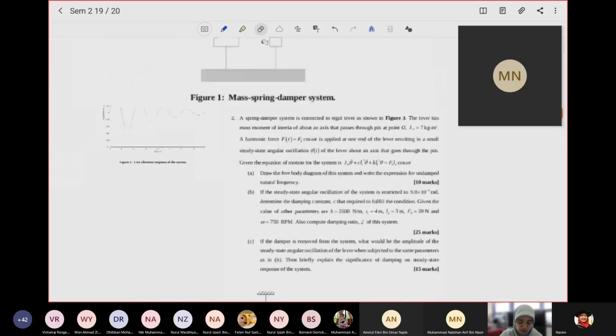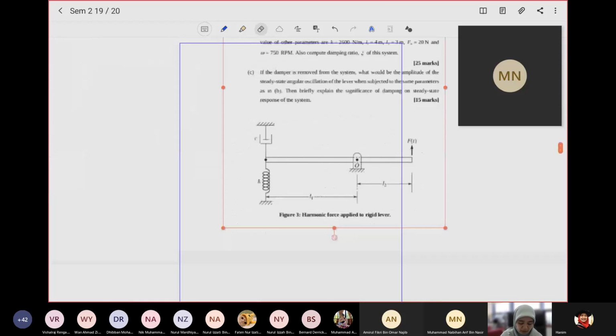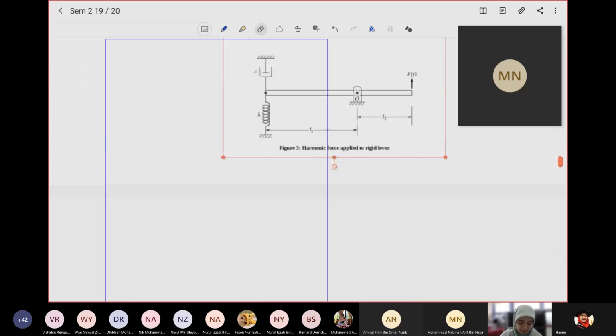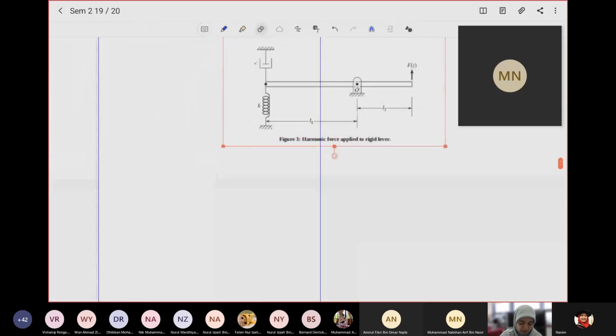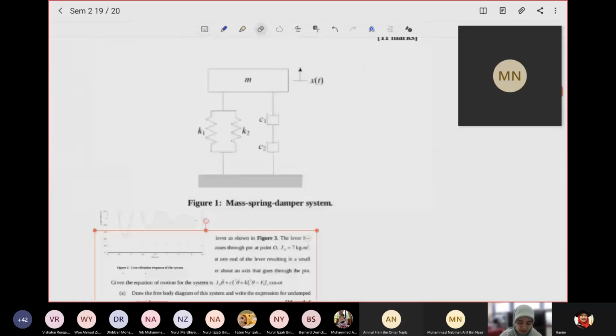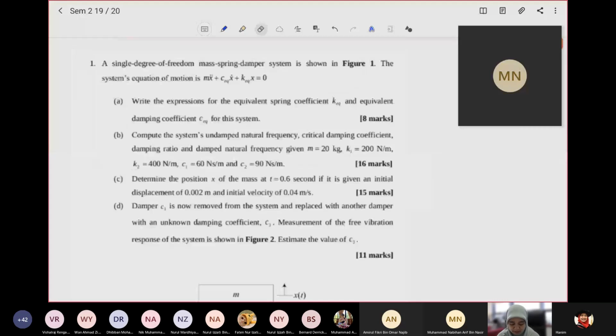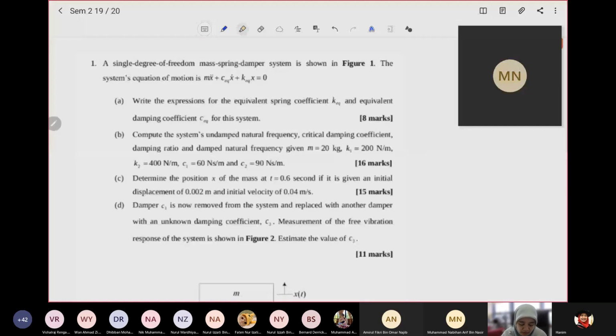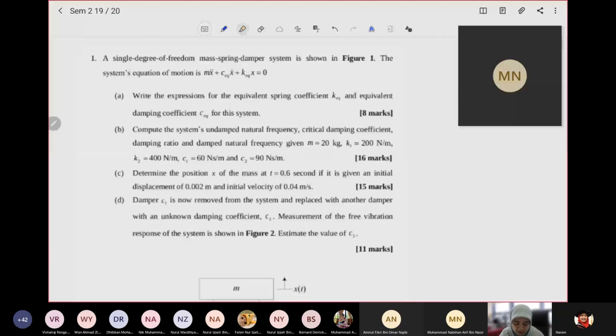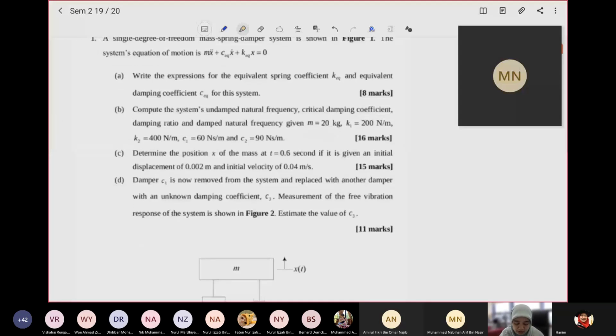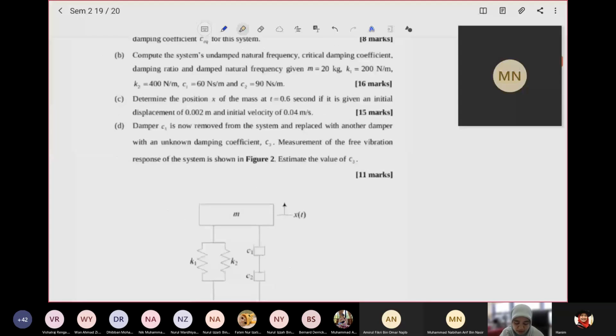Maybe we just go into a little bit more detail on that problem. We take a look at this problem first. So we have this single degree of freedom system. They give you the equation, so this one is easy peasy.